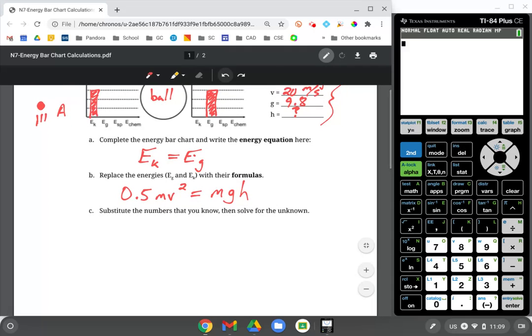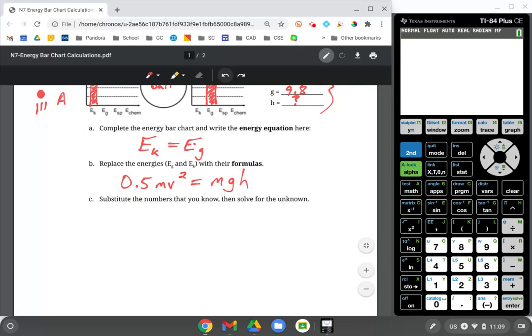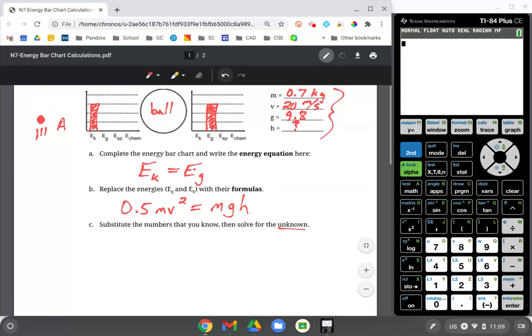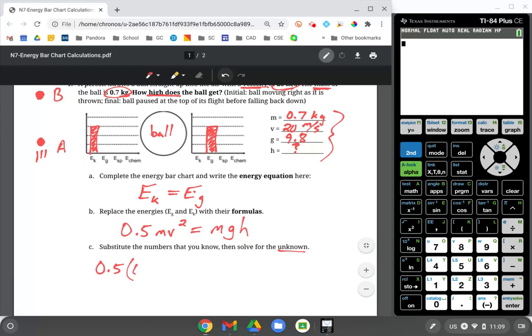So the last step says to substitute numbers that you know and solve for the unknown number, which in this case is height. So I'm going to plug in all of the numbers that we have. When I get to the variable M, I'm going to plug in the mass of 0.7 kilograms. For velocity, I'm going to plug in 20 meters per second.